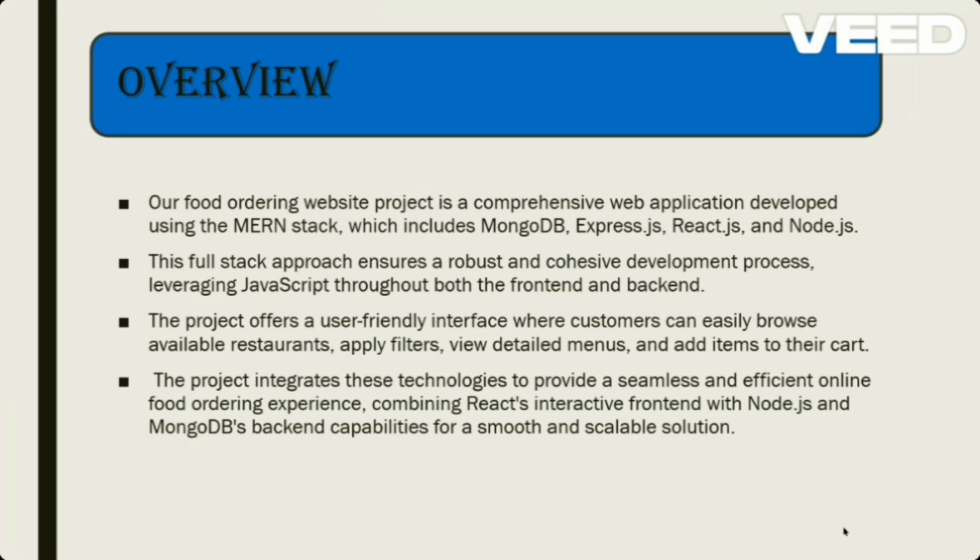So, overview: our food ordering project website. This is a comprehensive web application which is developed using the MERN stack, which includes MongoDB, ExpressJS, Node.js, React.js. This project offers a user-friendly interface where the customer can easily browse available restaurants, apply filters, view the detailed menus, and add the items to their cart.